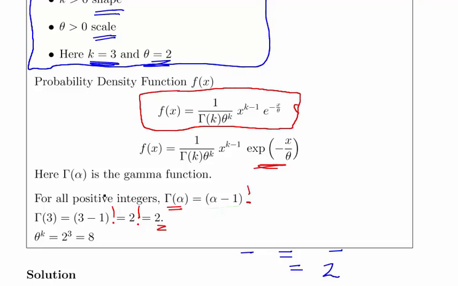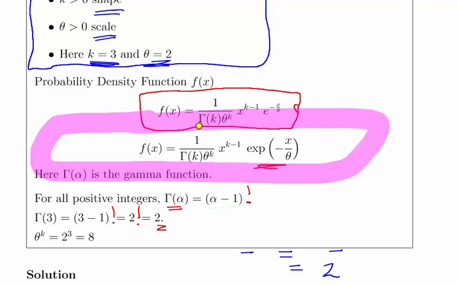Just to make it a little easier to read, I re-expressed it as follows. f of x, where x is greater than 0, equals 1 over gamma of k times theta to the power of k, times x to the power of k minus 1, times the exponential of minus x over theta. There's quite a lot going on there. But remember, k is equal to 3 and theta is equal to 2, so we can start to simplify this expression.